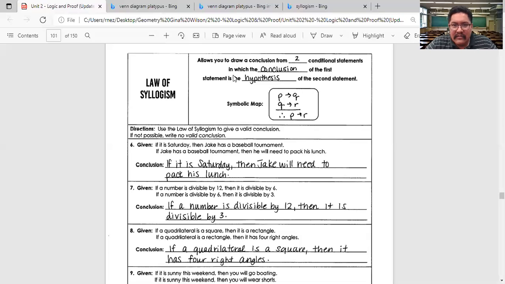All right, so those are conditional statements in which the conclusion of the first statement is the hypothesis of the second statement. And again, it sounds confusing, but if we look at the map, it actually makes a little bit more sense. So if P leads to Q and Q leads to R, therefore P also leads to R, okay?